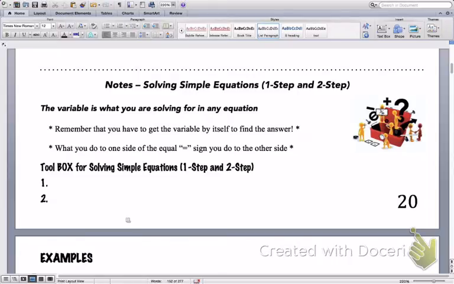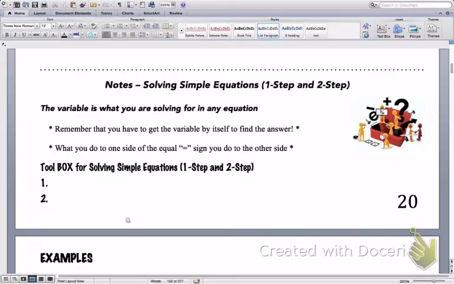So in algebra, we have variables, and those variables usually have some unknown value. When it comes to solving equations, we want to figure out what that unknown value means. So we're going to do it by getting some general ideas going. Remember, you have to get the variable by itself in order to find the answer. And what you do to one side of the equal sign, you do to the other side. The reason why is we want to keep the equation in balance.